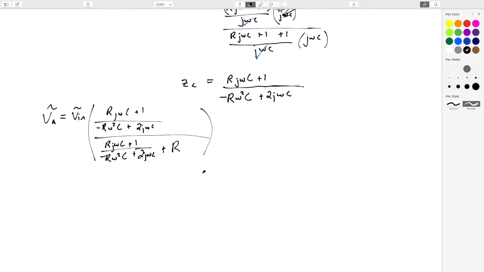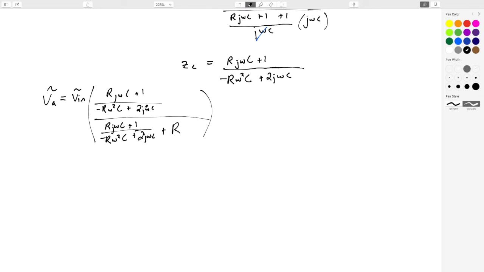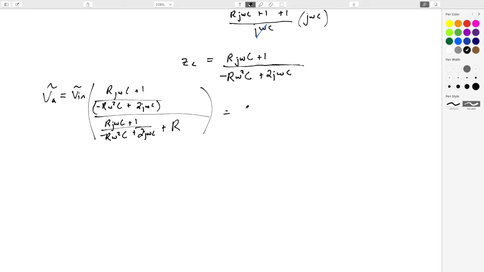Okay, that's fine. That's kind of gross. Let's multiply the top and bottom by the denominator here to get rid of it, or at least clean it up a little bit. So this will actually end up equaling Vn phasor times r j omega c plus 1 over r j omega c. I feel like that's not right. Oh no, that's right. Plus 1 minus r squared omega squared c plus 2j omega r c.